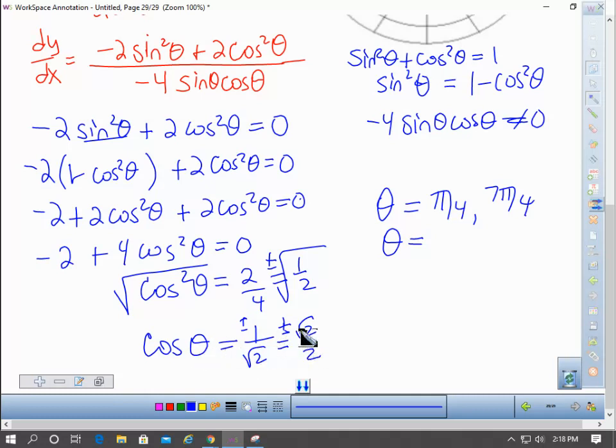So we're looking where cosine is positive radical 2 over 2. That would be in the first and fourth quadrants. And where is the cosine negative radical 2 over 2? So that's going to be 3 pi over 4, which is in the second quadrant. And then 5 pi over 4, which is in the third quadrant.